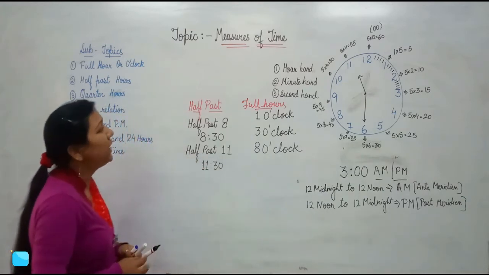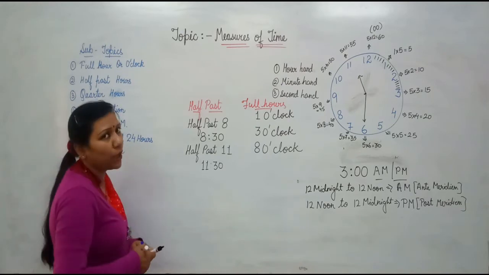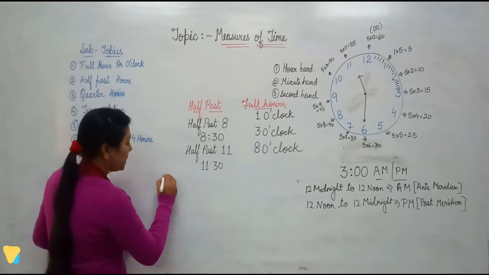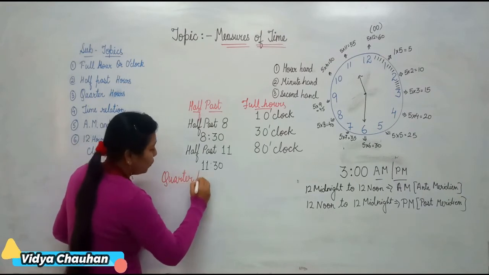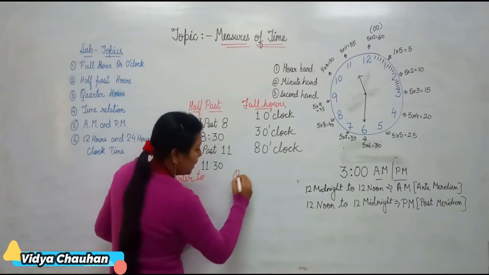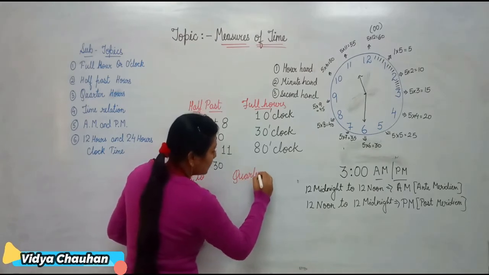After this, we have quarter to and quarter past. So what is that? Quarter value. So quarter to, and second is quarter past.